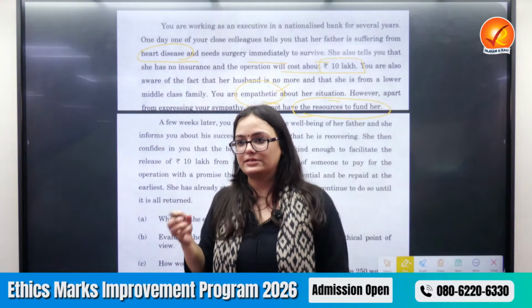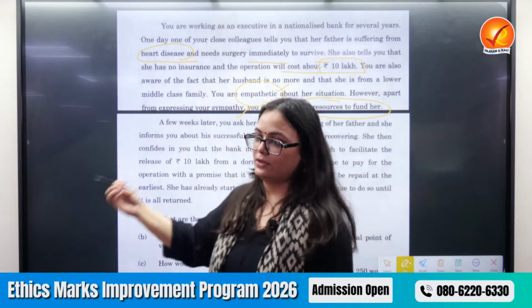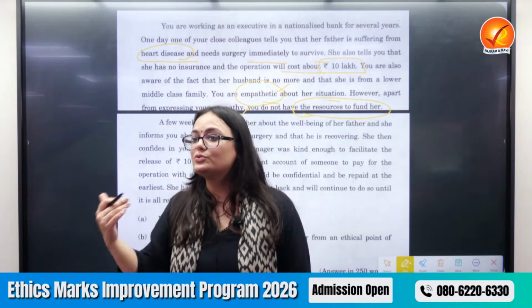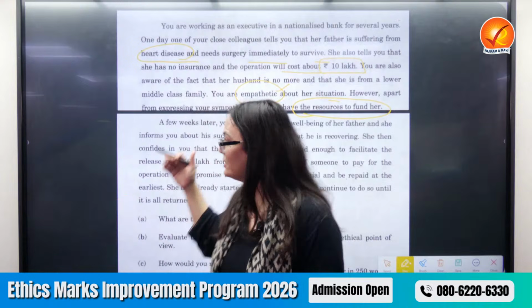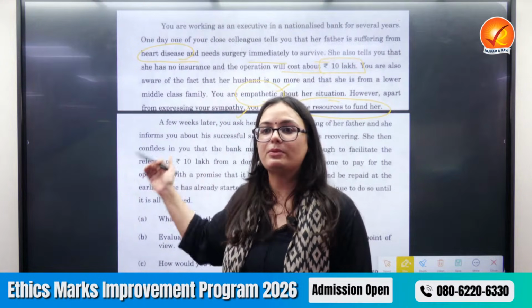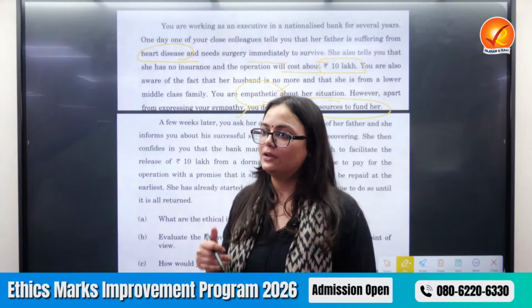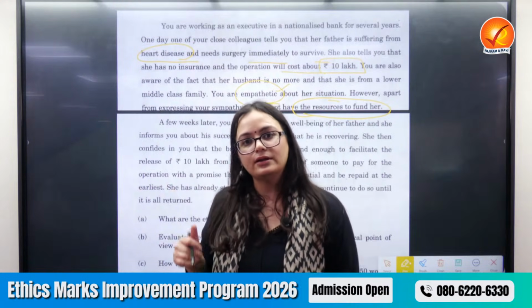Right? First step says that, okay, you are consoling the other person. You know the situation where they're coming from. You know that they have certain drawbacks and they won't be able to finance this themselves. But you're also aware that you personally do not have the resources to go on and help her.